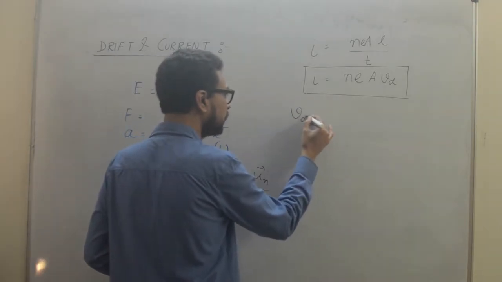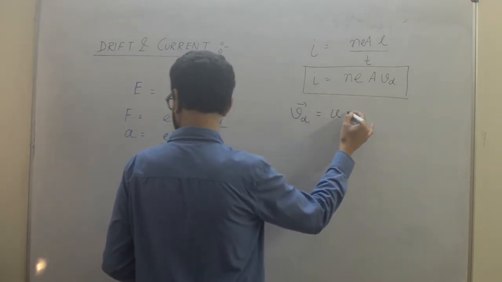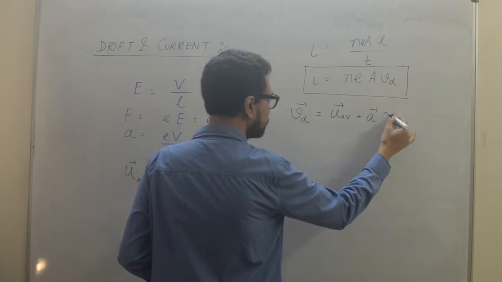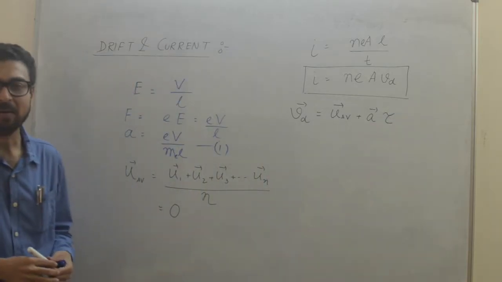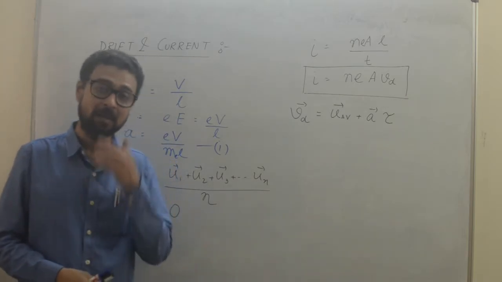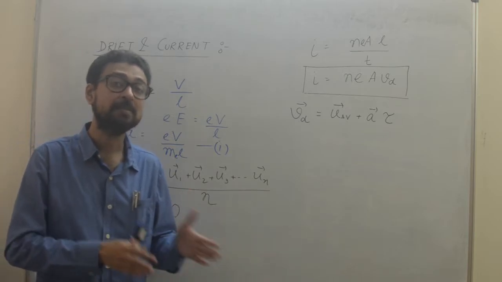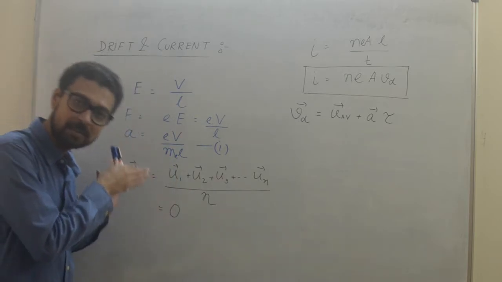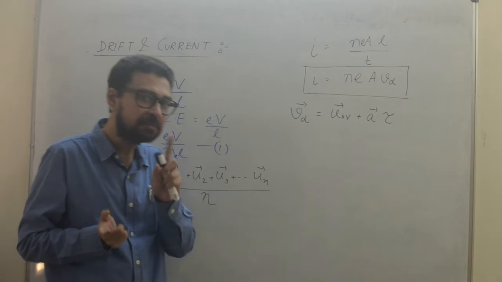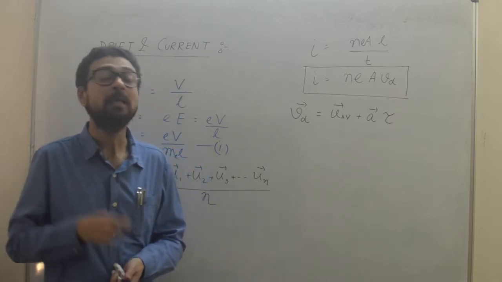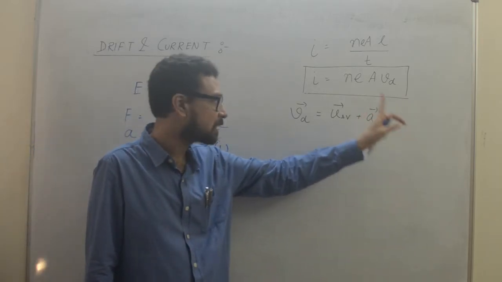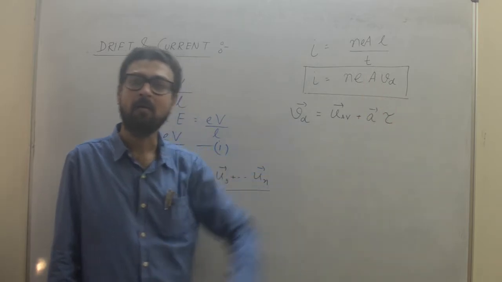So now we want to calculate the drift velocity, which is equal to u average initial plus a into tau. Now what is tau? Tau is the average relaxation time for an electron getting aligned from a state of being scattered. Electrons were initially scattered, now they are aligned. So the time taken by individual electrons to convert in this fashion is known as the average relaxation time, which is tau. Please remember this, average relaxation time or tau.